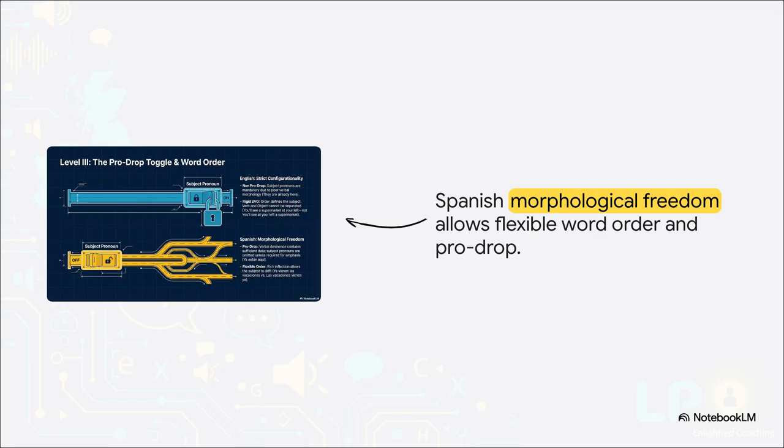English, on the other hand, with its simpler verbs, is pretty much locked into a strict subject-verb-object order to avoid confusion. You just can't say "saw John the movie." Our blueprint completely forbids it.